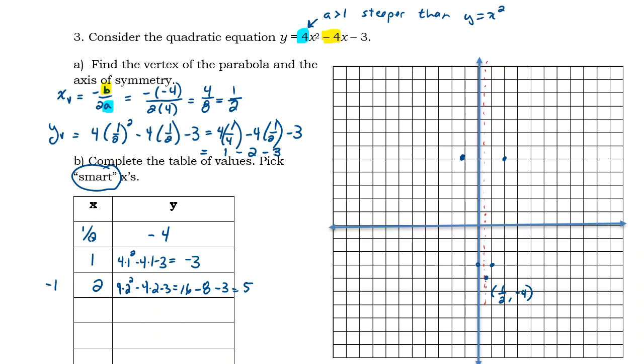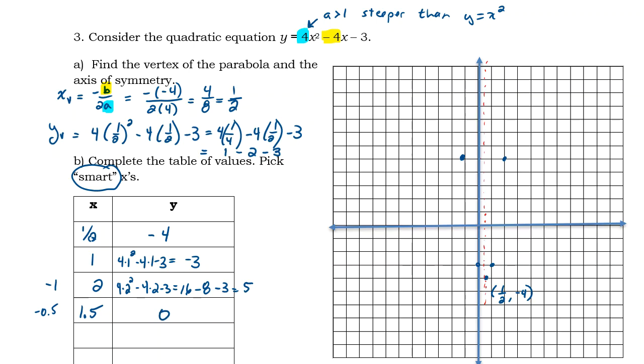Maybe we pick 1.5. Whatever y value I get for 1.5, that's 1 unit away from the axis of symmetry. So if I go 1 unit to the left, that would put me at negative 0.5. That's going to be the same y value. So this maybe is a calculator exercise. Why don't you pause the video and put 1.5 in for x into your calculator and see what you get.